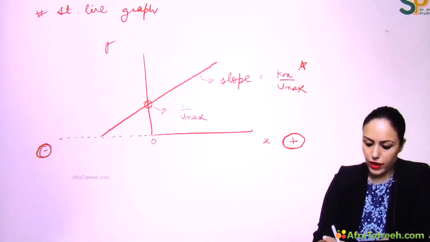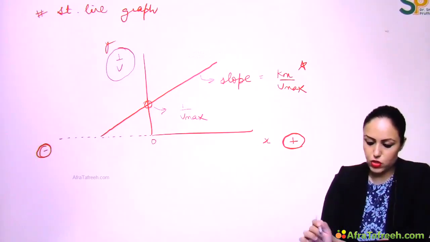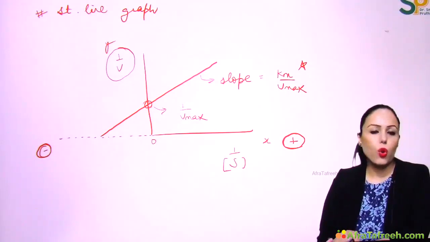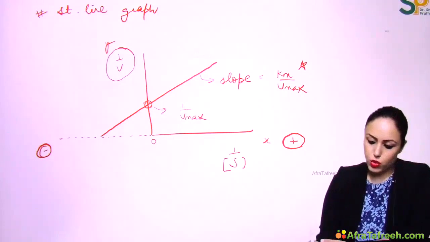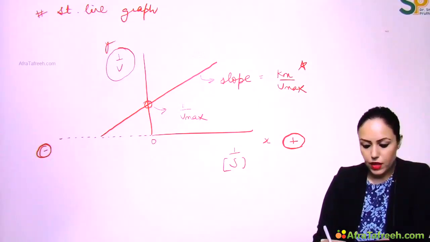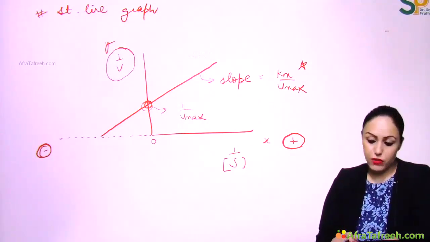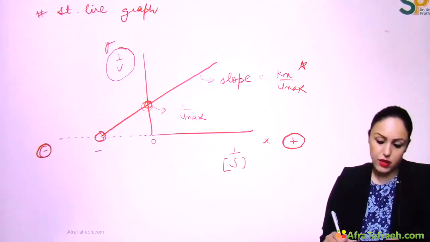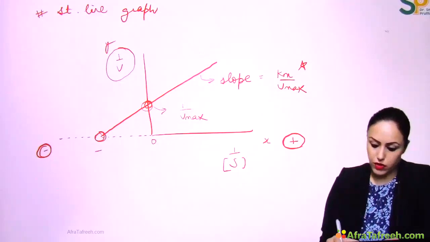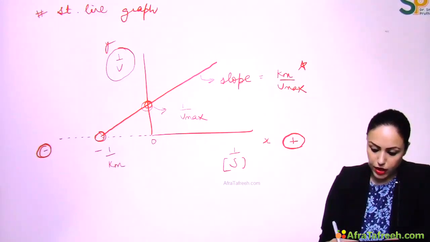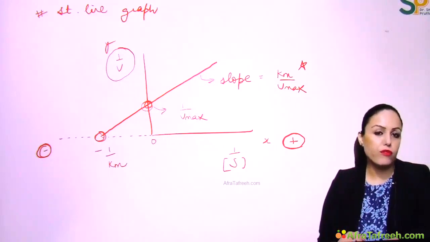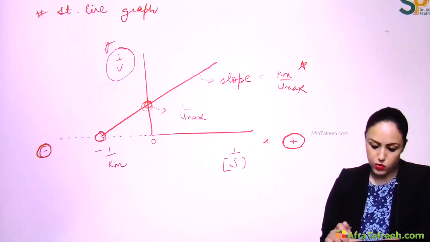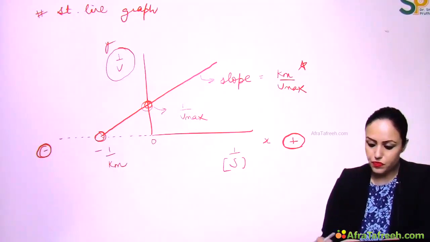As we are taking 1 by velocity on the y-axis, and 1 by substrate concentration on the x-axis. So slope is Km by Vmax, intercept on the y-axis is 1 by Vmax, and the intercept on the x-axis is minus, on the negative side of the graph. It is minus 1 by Km. This is the reciprocal of substrate concentration taken, but this point represents Km. So it's minus 1 by Km, right?